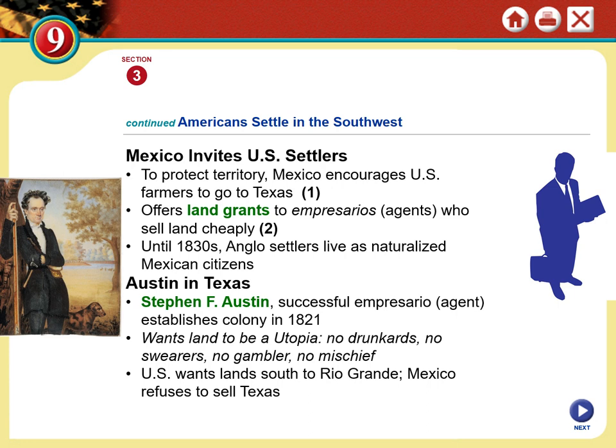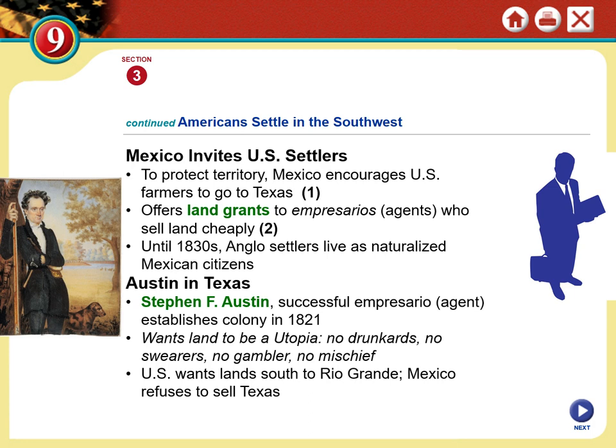Now, one of the most successful impresarios, or agents, was a man named Stephen Austin. He established a colony in Texas. This would be an American, well, Anglo colony of white people living in a Mexican province.